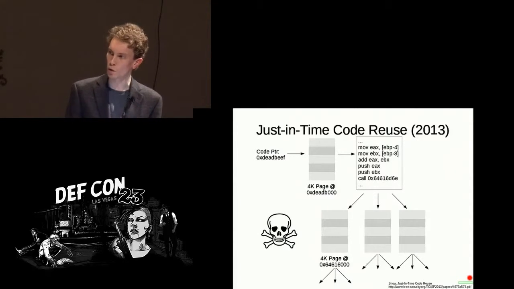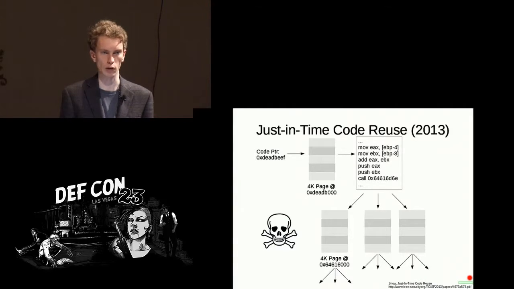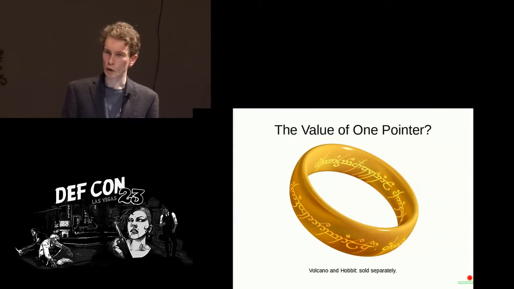They actually implemented a version of this that ran in JavaScript, leveraging an information disclosure vulnerability in a web browser. And this has the ability to basically wipe out any fine-grained randomization that you might be interested in doing. So the value of the one pointer is still a lot.